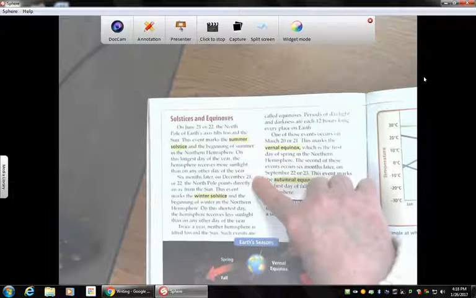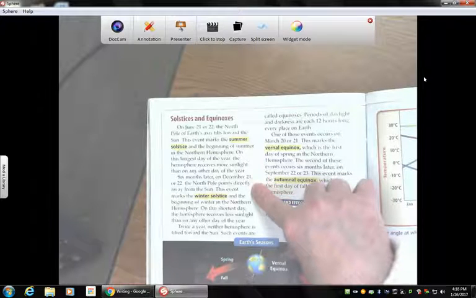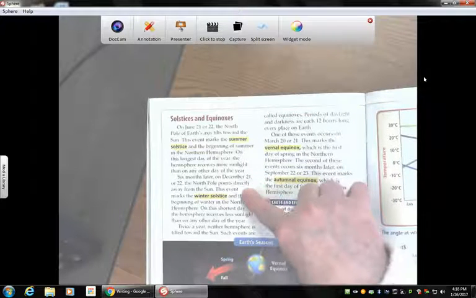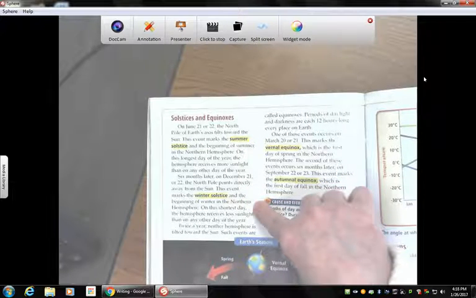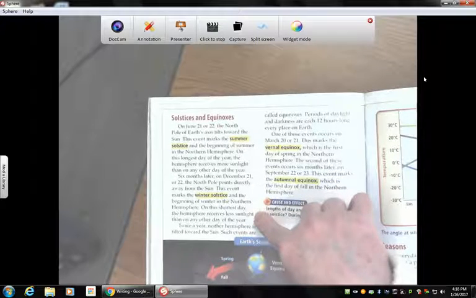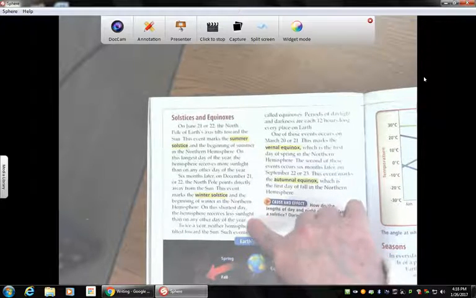6 months later, on December 21st or 22nd, the North Pole points directly away from the Sun. This event marks the winter solstice and the beginning of winter in the northern hemisphere. On this shortest day, the hemisphere receives less sunlight than on any other day of the year.